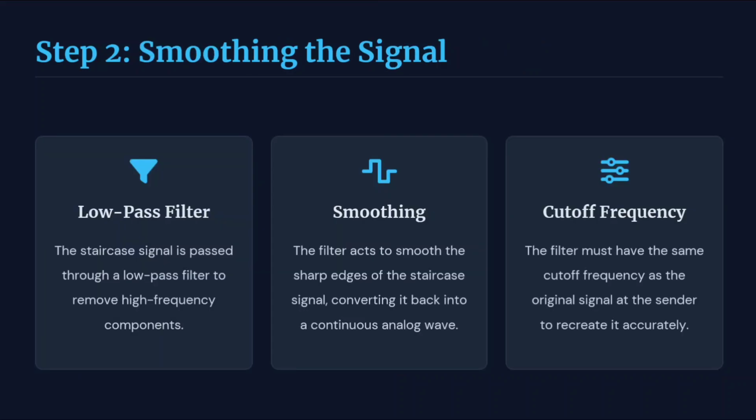So, in the second step, the staircase signal is passed through a low-pass filter. The low-pass filter removes high-frequency components, smooths out sharp transitions, and converts the staircase waveform into a continuous analog signal. For accurate recovery, the cutoff frequency of this filter must be the same as the cutoff frequency used at the transmission.